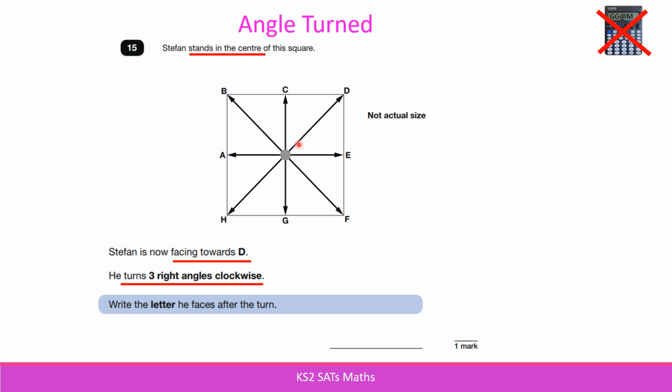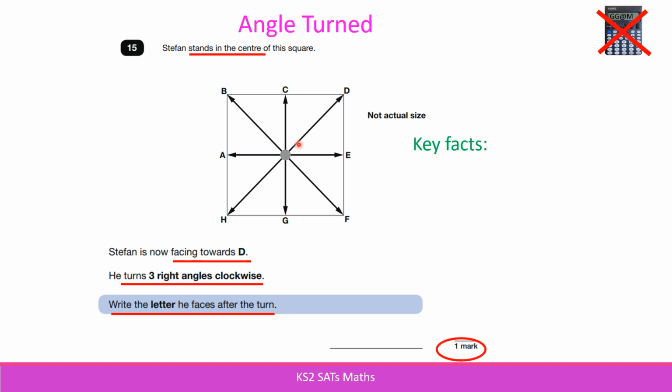And we're told that he turns 3 right angles clockwise. So you've got to work out what a right angle is, and we've got to do 3 right angles, and we've got to work out the direction clockwise, and then we've got to write down what letter he's facing after he has turned. And this is going to be worth 1 mark in the exam.